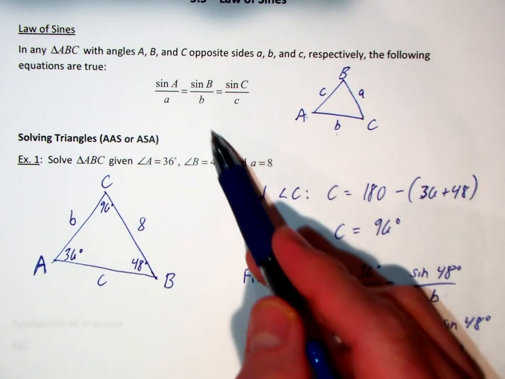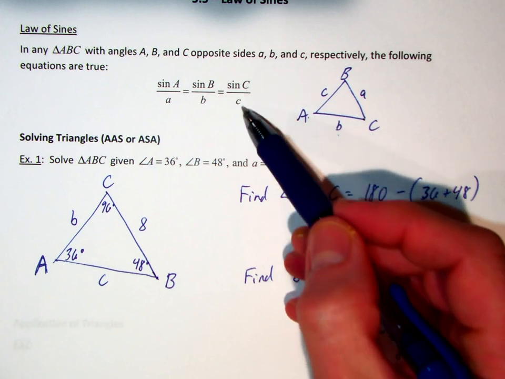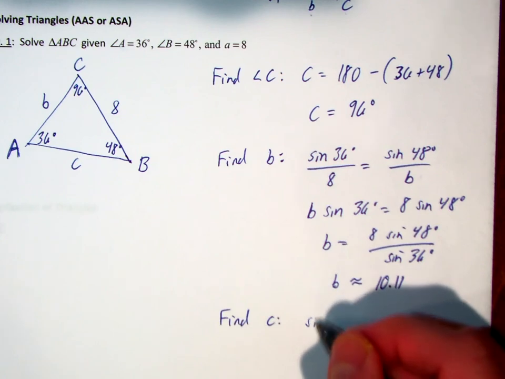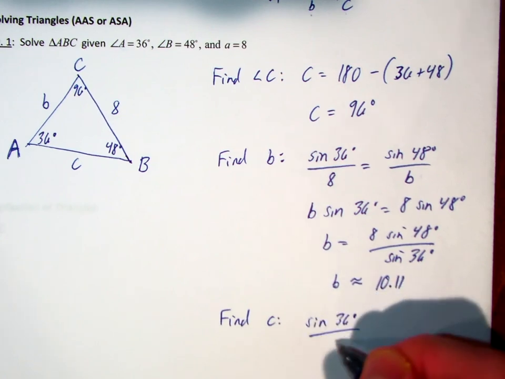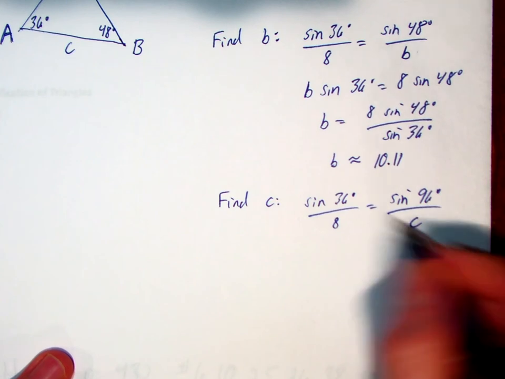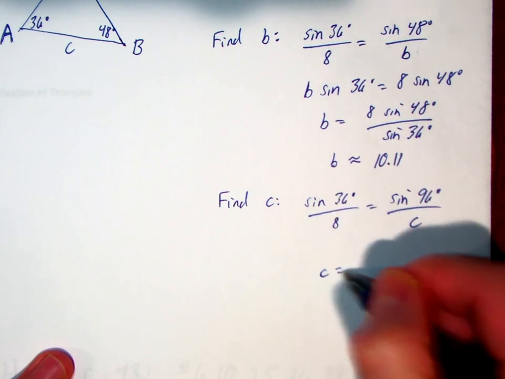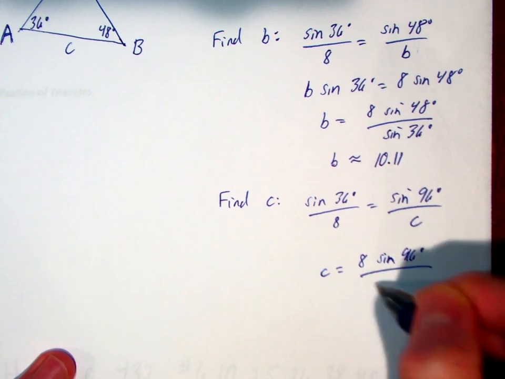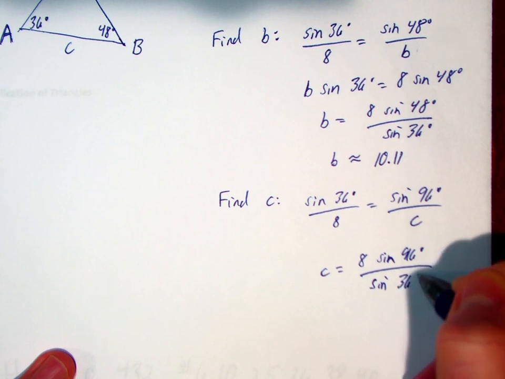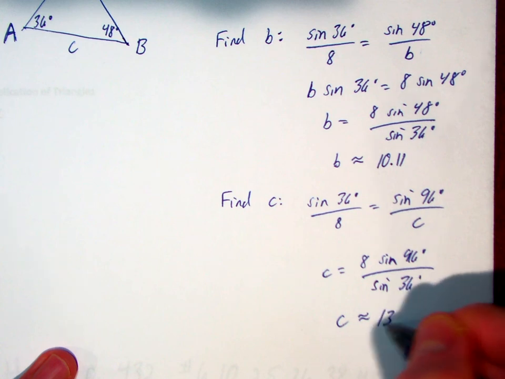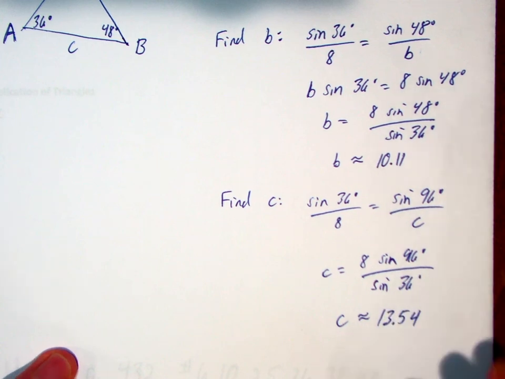But we can use law of sines again, because I know angle C, and I want to find side C, and I know angle A and side A from before. So I'm going to set up another ratio. Sine of A over A equals sine of C, which is 96, over C. And then just like I did before, I'm going to cross multiply and divide. So C is going to be 8 times the sine of 96 degrees over the sine of 36 degrees. And you get C is about 13.54. Okay? So there you go.